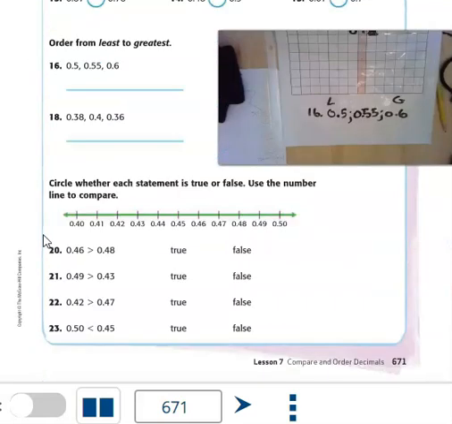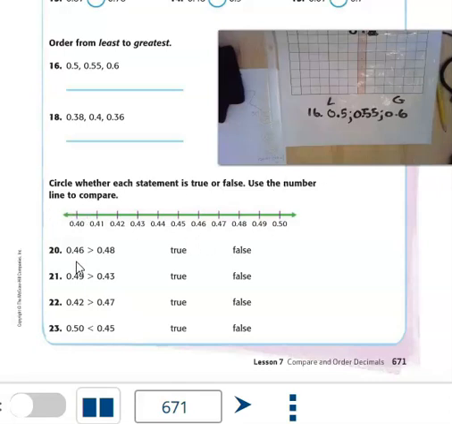So for 20 to 23, you are using a number line, and for these you place the numbers on this number line. But the thing to remember when you're using this is the numbers to the left are the less, and the numbers to the right are the greater numbers. So the farther to the left you are, the less it is, the closer to 0. The farther to the right, the closer you are to 1 whole.